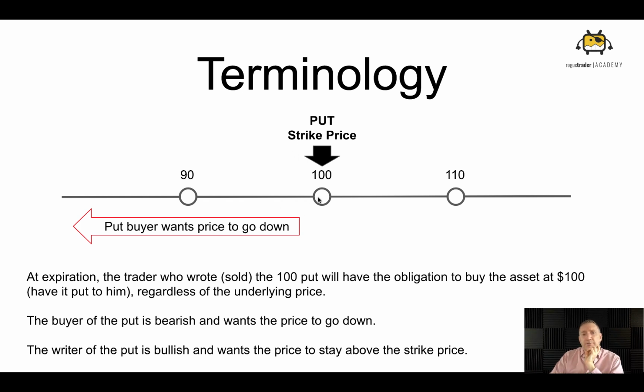If you buy a put, generally, the put buyer wants it to go down, right? They're going to make that difference. So if I bought this $100 put, it goes down to 90, I'm up $10 on those options. It's a wonderful thing. At expiration, though, the person who wrote this, who sold this, is going to have the obligation to buy it at $100. Oh man, they have it put to them at $100, regardless of the fact that it's at 90. So he's going to lose $10.